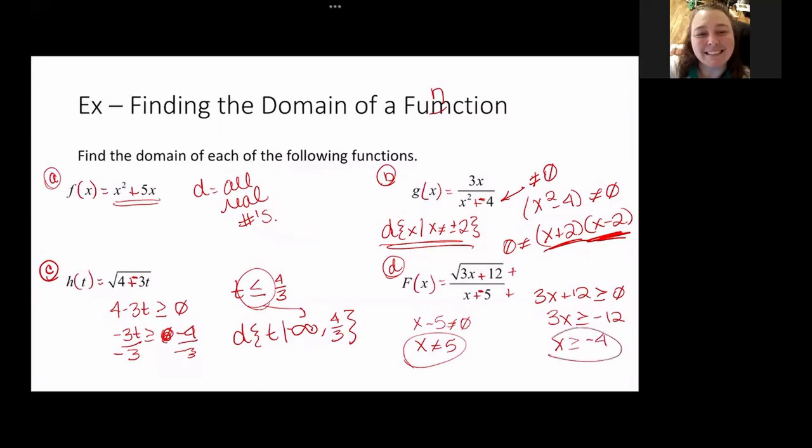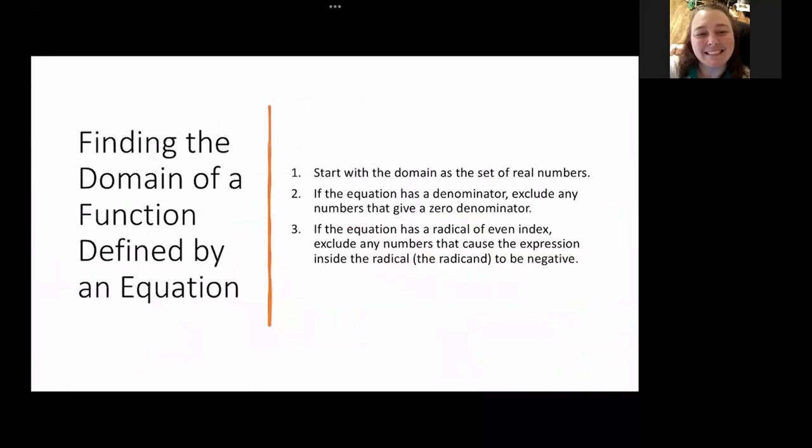Now we combine these two, okay? So your domain is going to be equal to all x's such that x is greater than or equal to negative 4 and x is not equal to 5. So to find the domain of the function, you just look at where that function is going to be valid for. Okay, so let's look at the actual definition now.